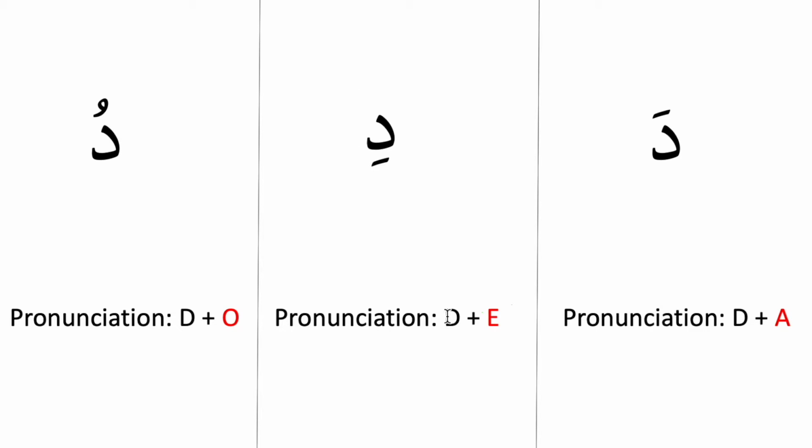Beautiful. Di. Di. Dal with dhamma on the top. Do. Do. So with fatha, we add A. With kasra, we add E. With dhamma, we add O.